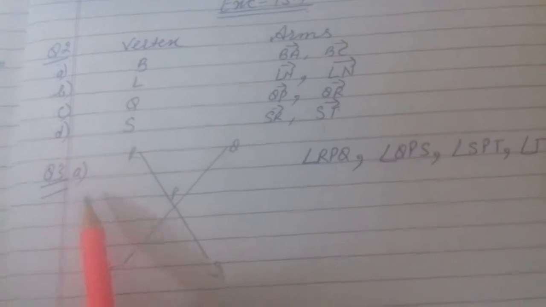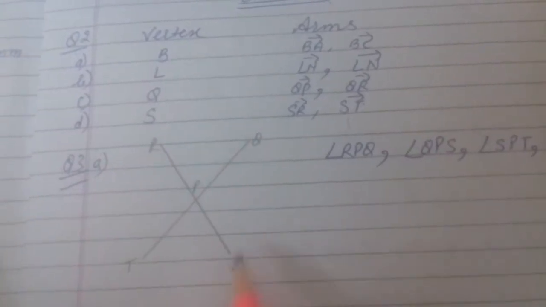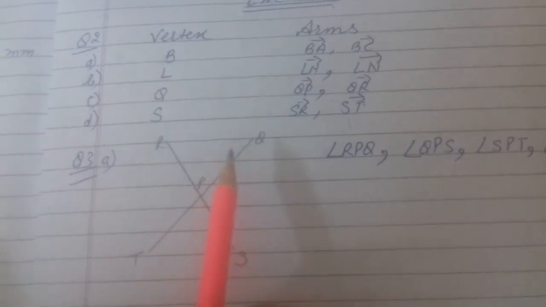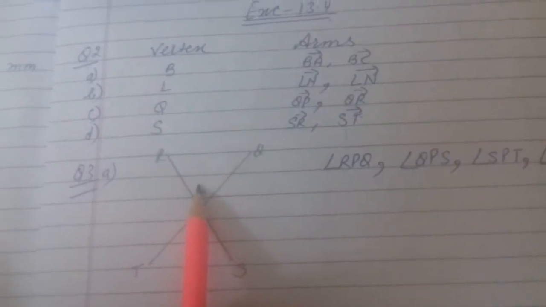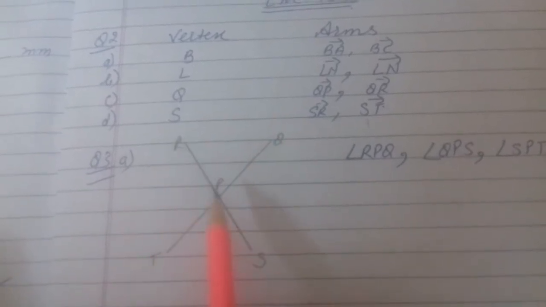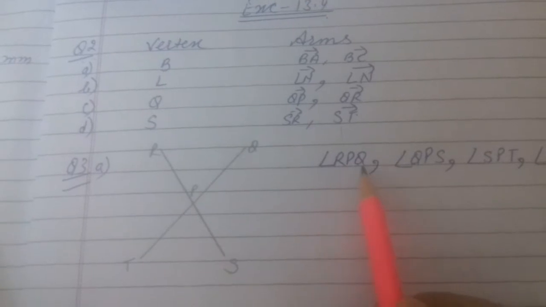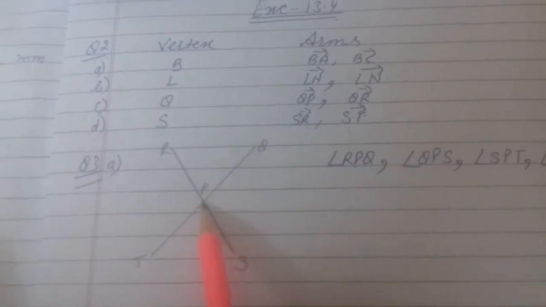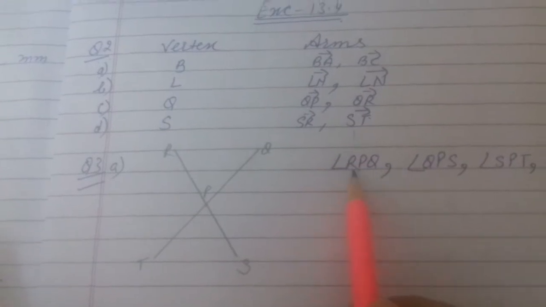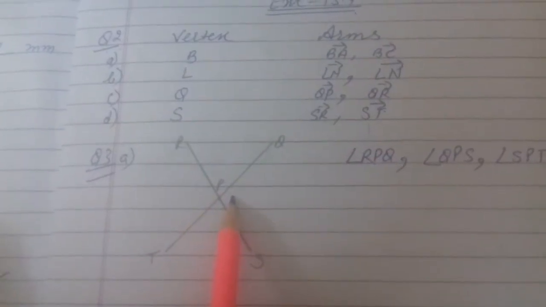Children, third question: name all the angles in each figure. This is the first part of the question and you have to name all the angles. So we can see how many angles are there. One is this angle, RPQ. Clear? Then the second angle. So this way you have to name the angle RPQ. Remember, the vertex should be in the center. Always the vertex should be in the center, and this is the symbol of angle. Come to this angle now.